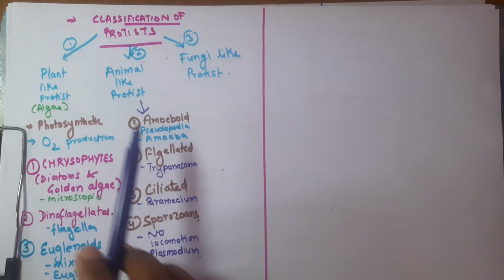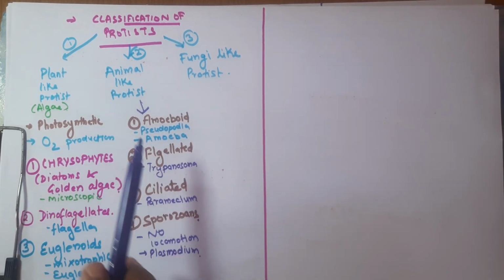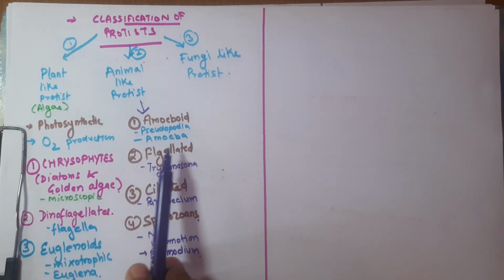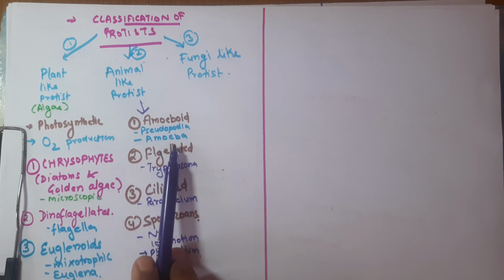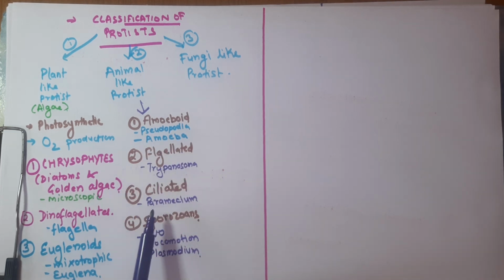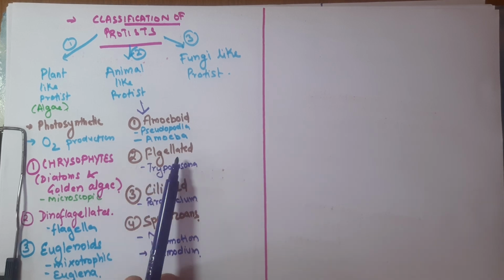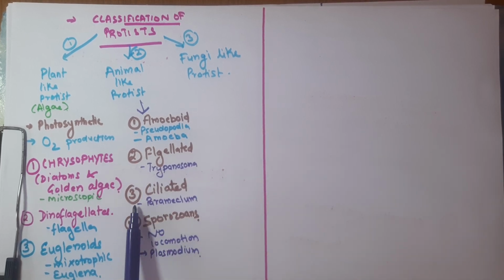I will repeat it for you. The animal-like protists have four different kinds. Amoeboids, the name itself indicates, the example is the amoeba. Then flagellated and ciliated, they will have the flagella and the cilia for movement. The example of flagellated is Trypanosoma, whereas for the ciliated one it is Paramecium. And the fourth category is the sporozoan, which lacks any locomotory organs, and the example is Plasmodium. These are parasitic also.